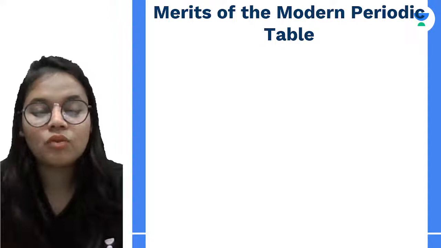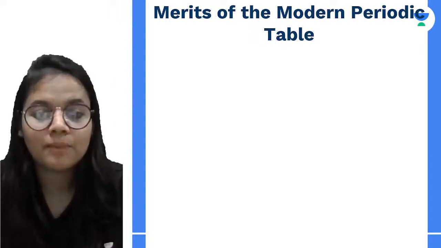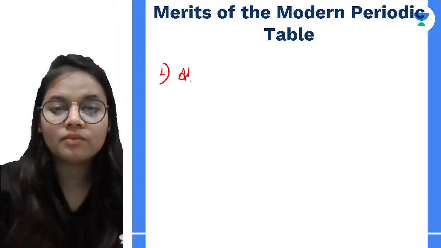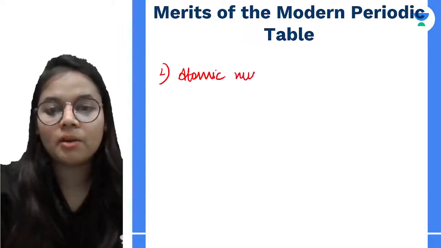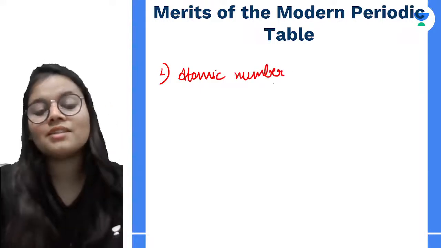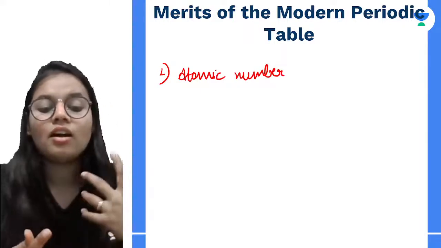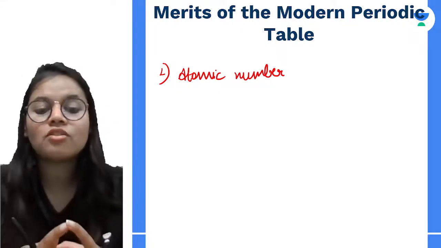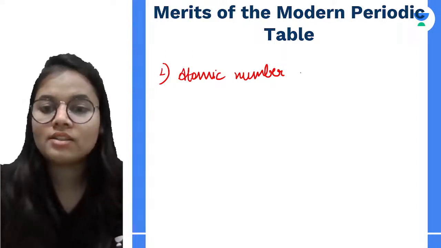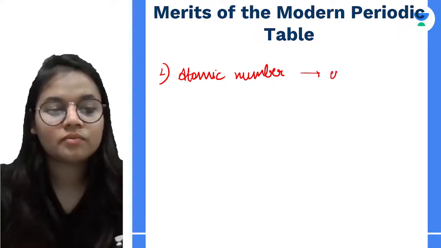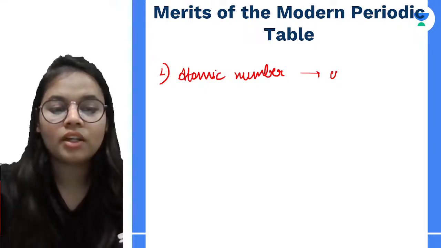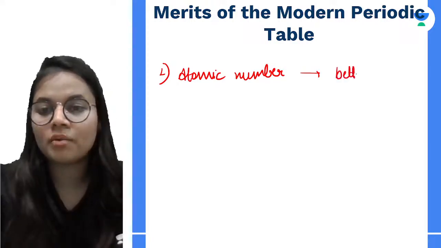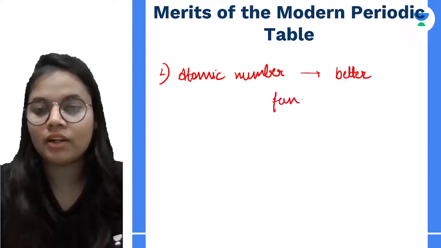Now let's move on to the merits of the modern periodic table. What are the good things about this periodic table? First of all, it is based on atomic number. This atomic number is a better fundamental property than atomic mass, which was taken as the fundamental property in Mendeleev's periodic table. So since the modern periodic table is based on atomic number, that becomes one of the advantages.